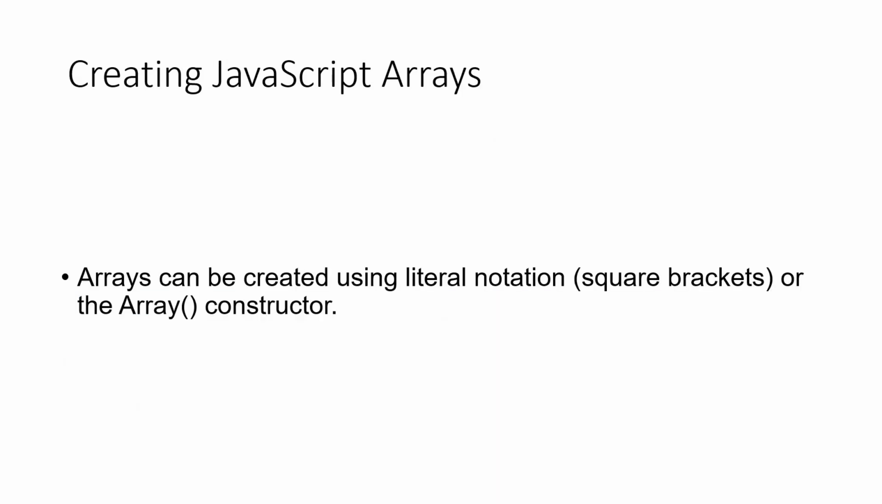Creating JavaScript arrays: arrays can be created using the literal notation, that means square brackets, or the array constructor. There are two different ways to create arrays in JavaScript. The first one is using square brackets, and the next one is using the array constructor. There is an Array class built into JavaScript, so we can use that constructor to create the array. Let us see the demo now.